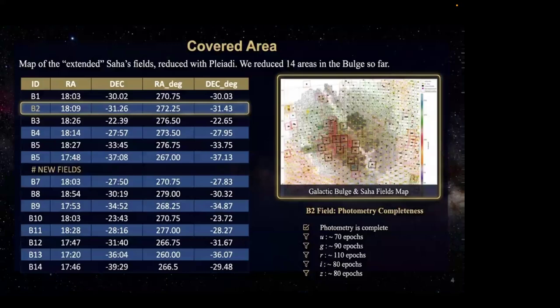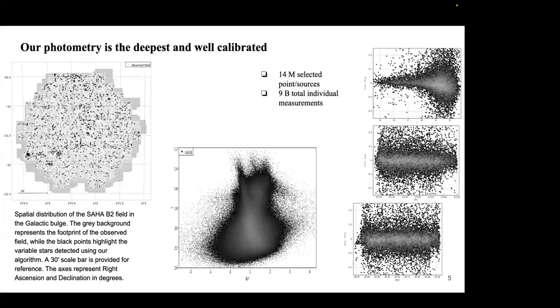The area that we started to study in the Galactic Bulge began with the Saha fields from B1 to B6. Then we extended the photometry process up to B14, and these days B14 is finished and we have started B15. We started the variability search with the B2 field. You know that we are using all the DECam filters, and in the r band for this field we have 110 epochs. This is the baseline of measurements for detecting the variable stars.